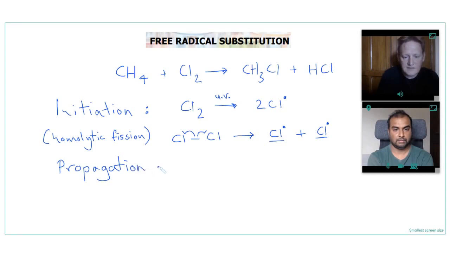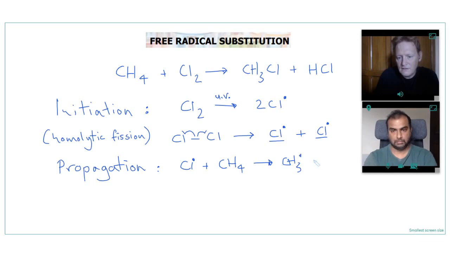Now there's 2 steps to this. So the first one is our chlorine free radical reacts with our alkane. And that forms a CH3 radical and gives us our first product, which is our HCl from the equation. So we can see in our first propagation step we've reacted CH4 and we've formed HCl.